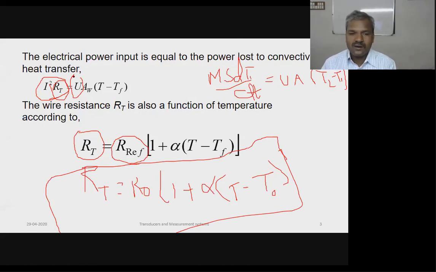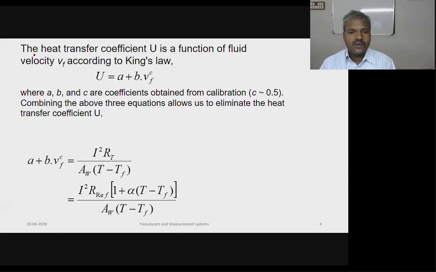U is the overall heat transfer coefficient. Here alpha is the temperature coefficient of the metal wire. According to King's law, the heat transfer coefficient is given by A plus B V to the power C, where V is the velocity of flow. A, B, C, these three are constants. The C value is approximately 0.5. We intend to eliminate the U coefficient from the relations, so instead of U we replace the values.